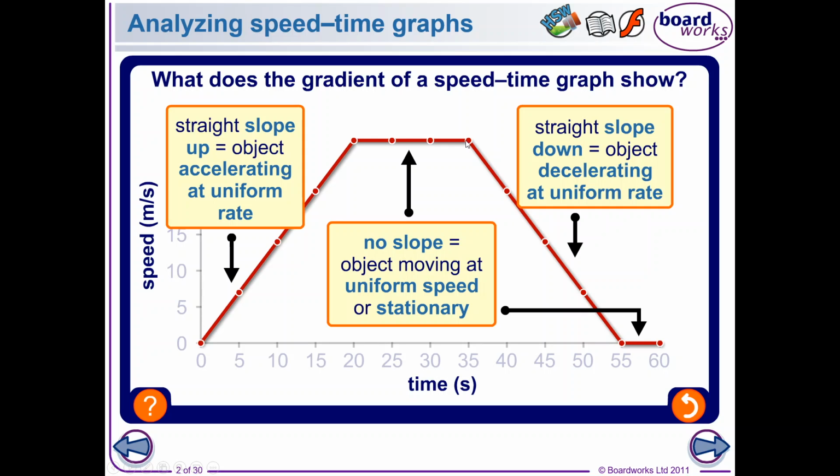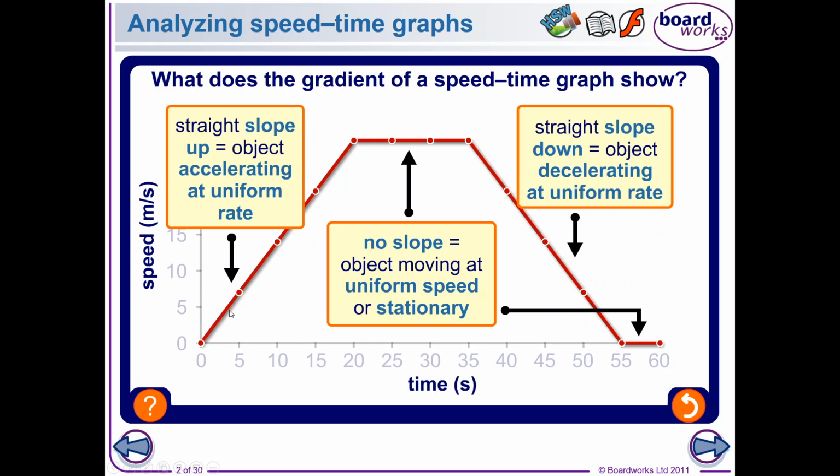If the line is straight like this, on a distance time graph, if you remember, that means the object wasn't moving, but in this case that's not true. If it's a straight line like this, that means it's moving at a uniform speed, so it's going at a constant speed. Or if it's a straight line at 0, that means it's stationary, because if at 55 seconds it was going at 0 meters per second and at 60 seconds it was going at 0 meters per second, that means it's not moving at all. So you need to know what the difference is.